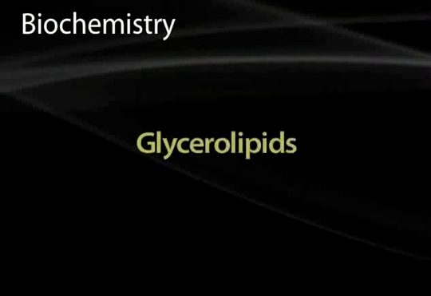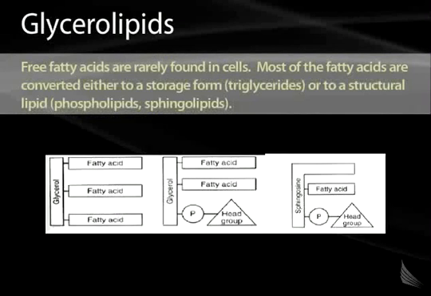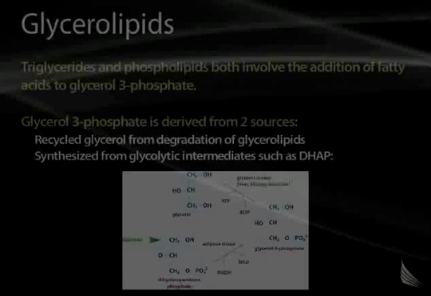Now, we very rarely find free fatty acids in cells. The free fatty acids, because of their carboxylic acid group, are toxic to cells, in fact. So most of the fatty acids are converted to some storage form or to a structural lipid. The storage form of fatty acids is triglycerides. The structural lipids are things like phospholipids and sphingolipids, as we've indicated below.